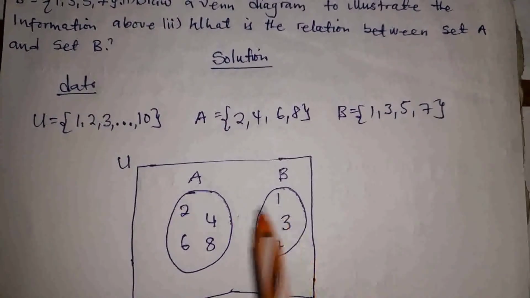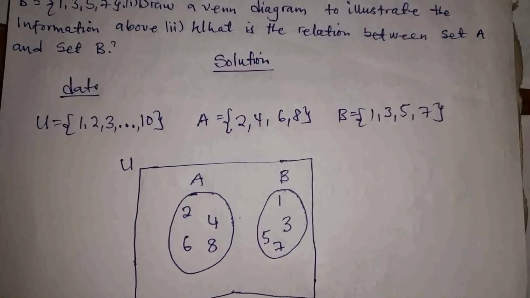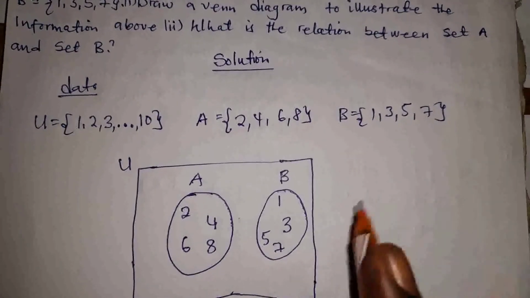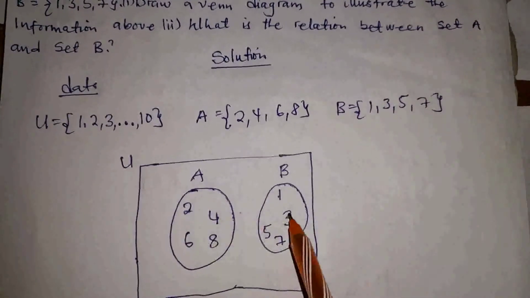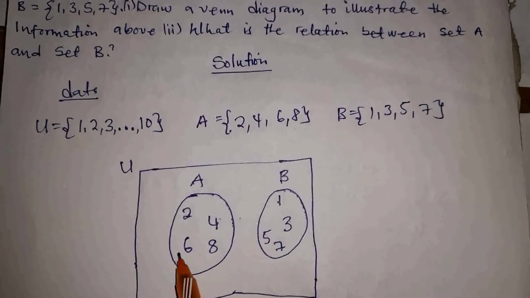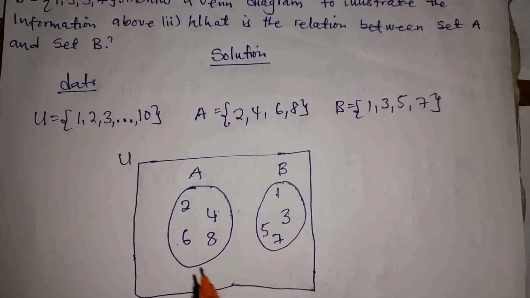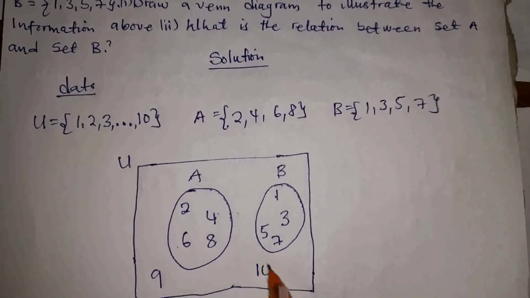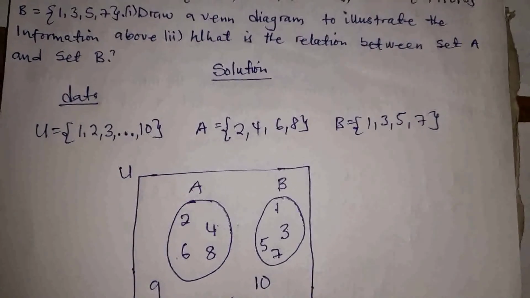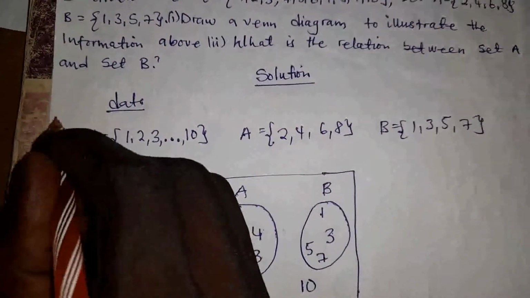Okay, so now let's look at the universal set. We have from 1 to 10. Remember, no repetition. We have 1, 2, 3, 4, 5, 6, 7, 8. What are we left with? 9 and 10. This is the diagram. So this is going to be our first part of the question.